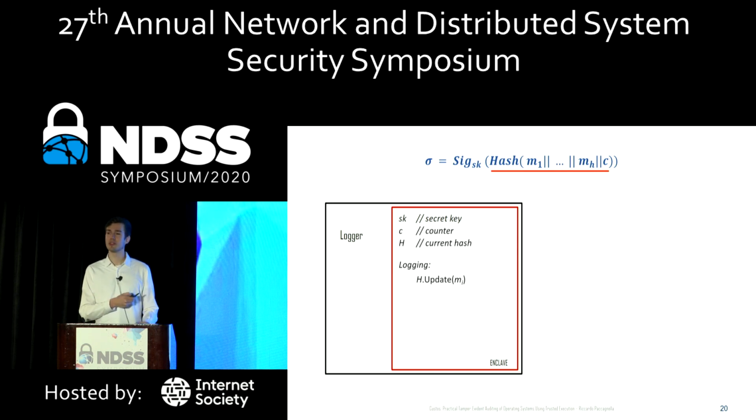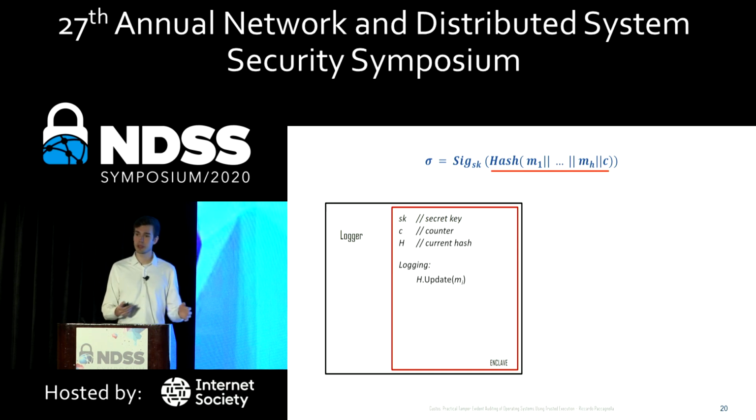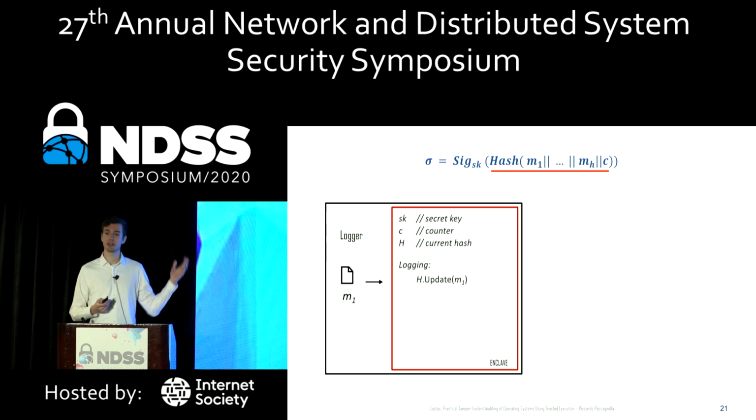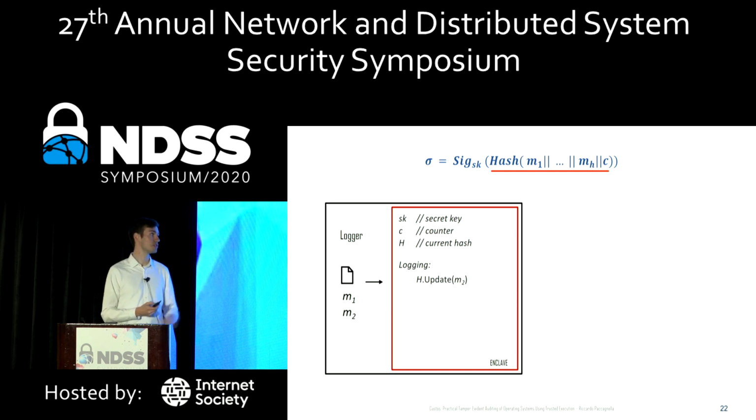Now, let me give you an example. Let's assume we have, at some point in time, this host generating H log events. So when the first log event is generated, we can update the hash with the first log event. And then at a later time, the second log event is generated, and we update the hash again. And all the way down to the last event, we just update the hash. And that's all we need to do.